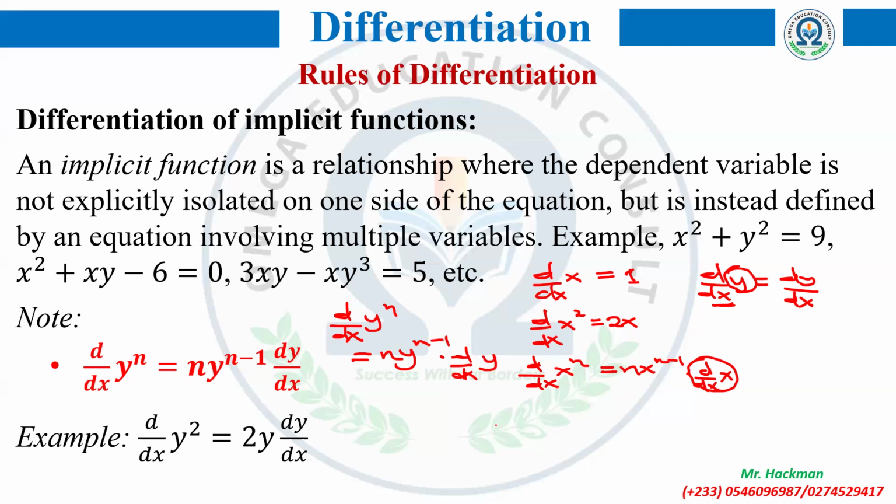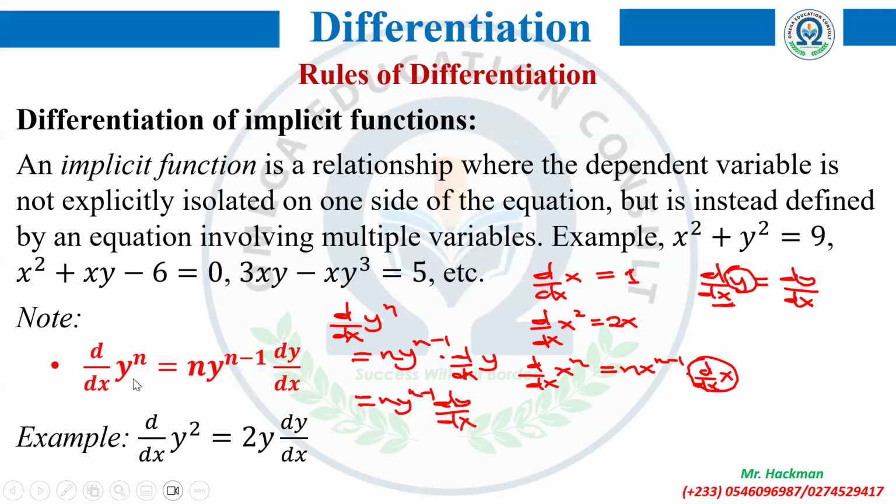But we know that, if you continue based on what we have acquired, this will give us n times y to the power n minus 1. But d dx of y we know will give us dy dx. So that explains what we have here.